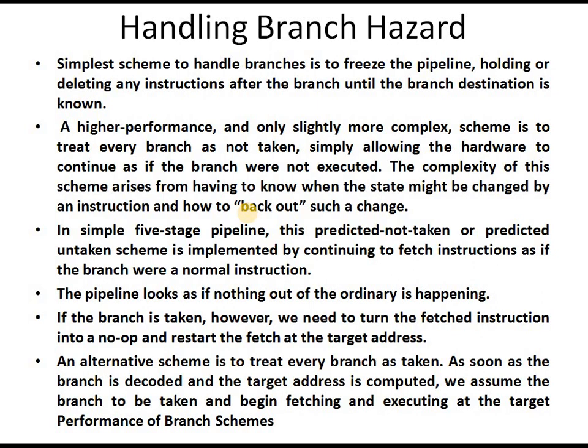In a simple 5-stage pipeline, this predict-not-taken or predict-untaken scheme is implemented by continuing to fetch instructions as if the branch were a normal instruction. The pipeline looks as if nothing out of the ordinary is happening. If the branch is taken, however, we need to turn the fetched instruction into a no-op and restart the fetch at the target address.